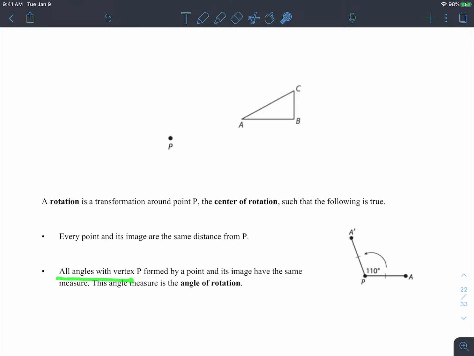And the angle formed with vertex P, using the point and its image, have the same angle measure. That's the angle of rotation, 110 degrees. So far, so good. All right, let me see what that would look like, guys, if you do that.